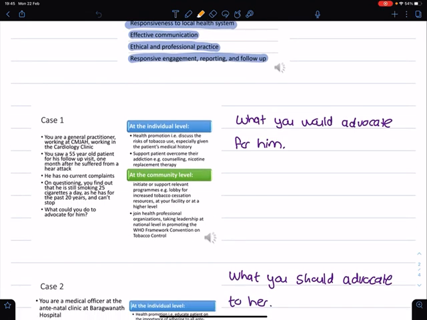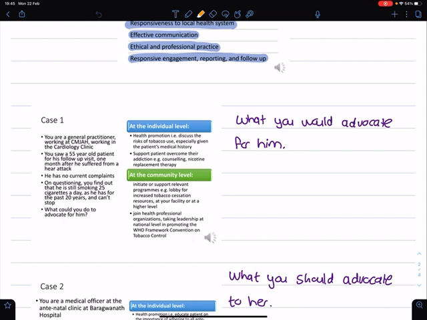Case 1: you are a GP working in a hospital in a cardiology clinic. You see a 50-year-old patient for his follow-up visit 1 month after he suffered a heart attack. He has no current complaints. On questioning, you find out that he's still smoking 25 cigarettes a day, as he has for the past 20 years, and can't stop. What would you advocate for him?